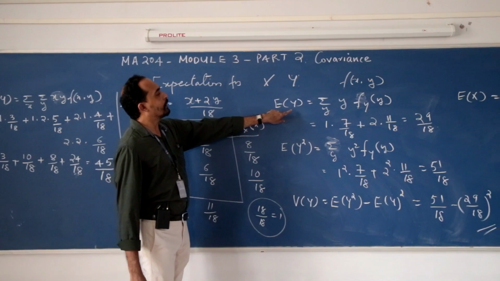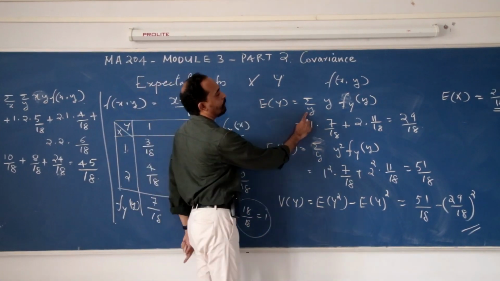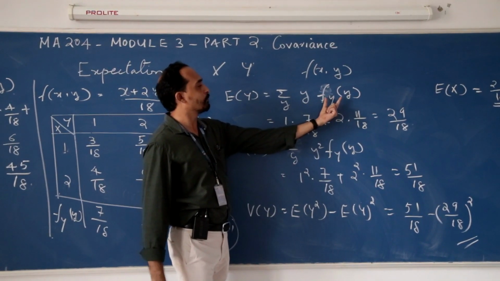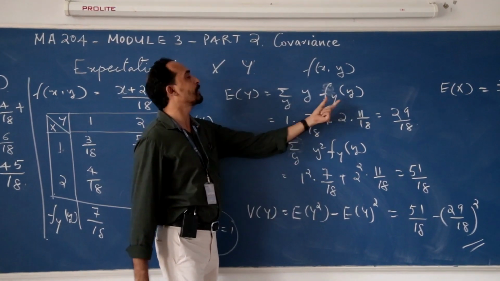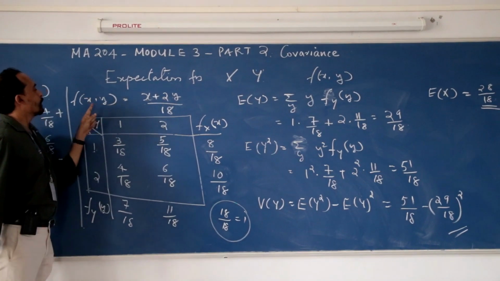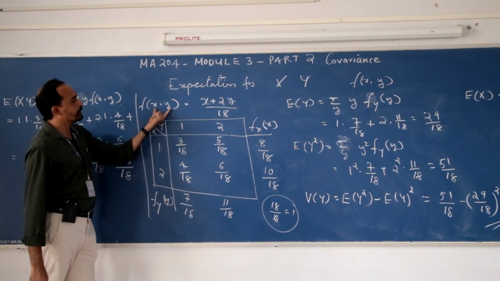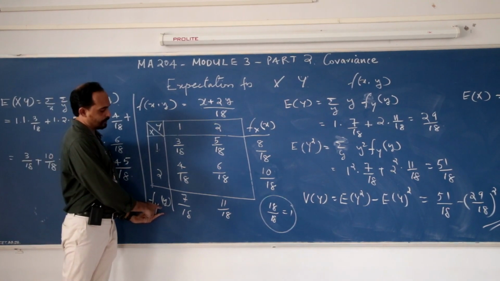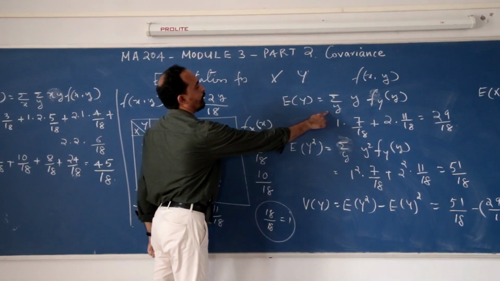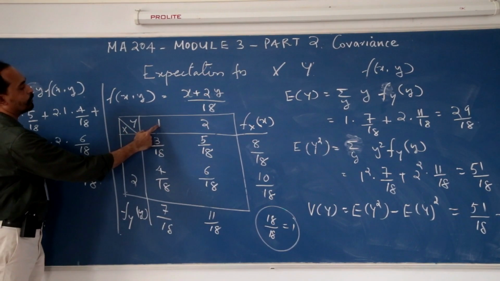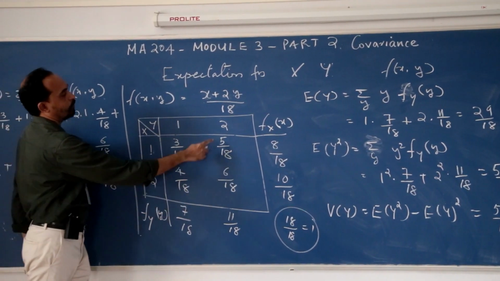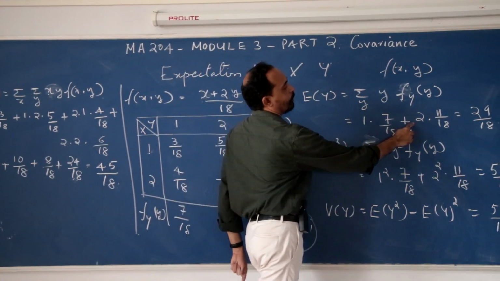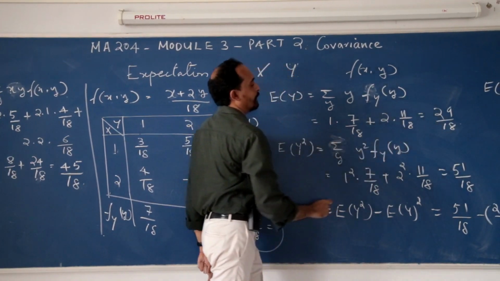Similarly, the expectation of y definition is sigma over y into f of y. f of y stands for the probability density function of y. It is a joint distribution function. f of y is not given, f of xy is given. Therefore, we are taking f of y, the marginal distribution function of y here. So, values please check. When y equal to 1, value is 7 by 18. y equal to 2, value is 11 by 18. So, 1 into 7 by 18 plus 2 into 11 by 18, answer is 28 by 18.